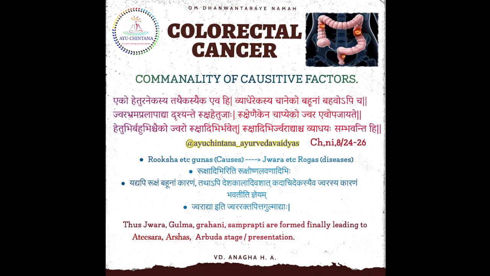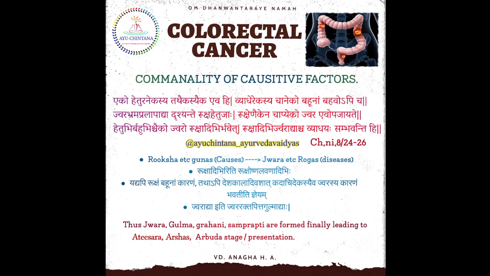So ruksha is not a cause which is just limited to ajirna, just limited to the gulma, just limited to grahani. You see, there's a commonality between the causative factors. And every time ruksha steps in to the pathophysiology, it is bound to get the vata into the pradushana stage. So once this happens, here the example is given as jvara etc. the rogas. So what are the other rogas that can happen? The jvara, rakta pitta, gulmadhyaha.